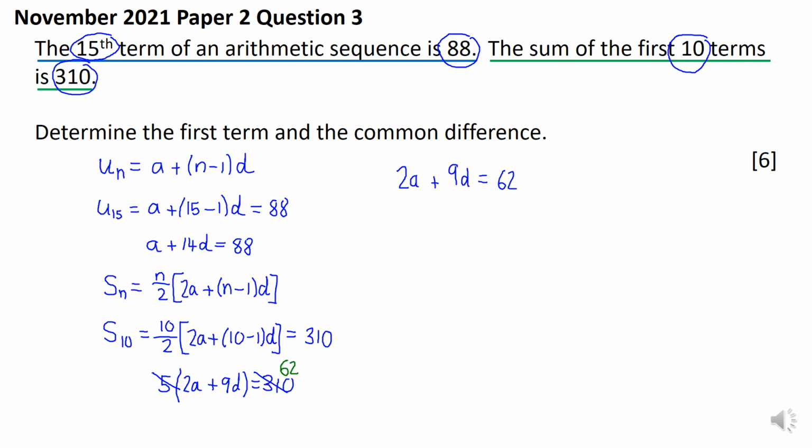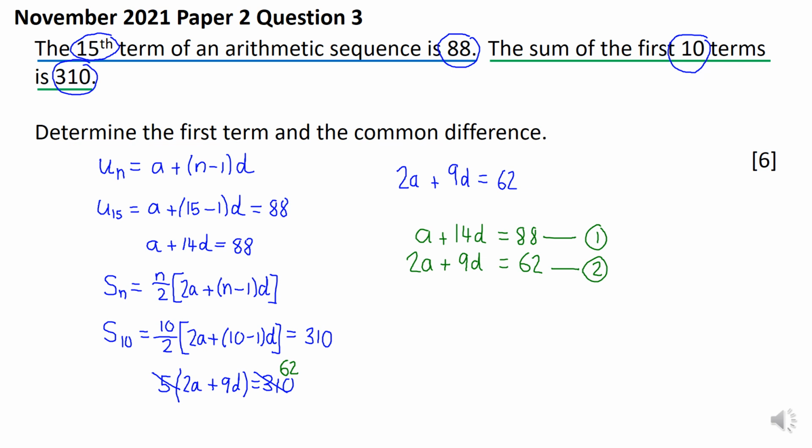So I'll just rewrite both equations here on the right. So we have a plus 14d equals 88. We can call that equation 1. And the other equation is 2a plus 9d equals 62. Okay, we can solve these. You can solve this by elimination, by substitution. It doesn't really matter. What I'm going to do is I'm going to use elimination.